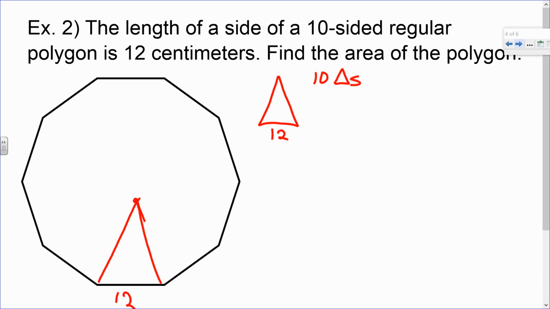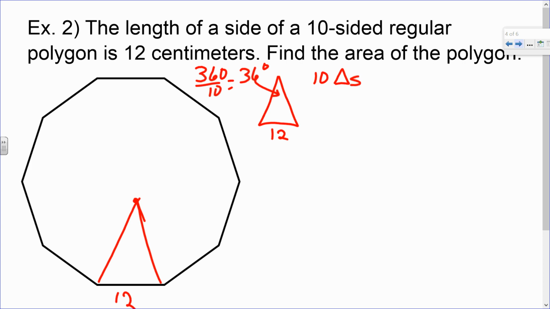How big is my angle up at the top here going to be? Because I've got 10 of those triangles coming together, and 360 divided by 10 means the top of that is 36 degrees. Okay, they don't ask us for the perimeter on this one because that would be too easy, 12 times 10, and we'd be done.